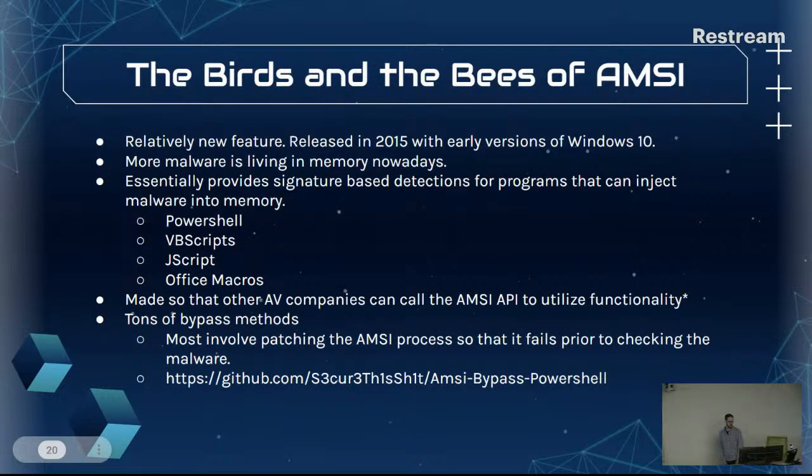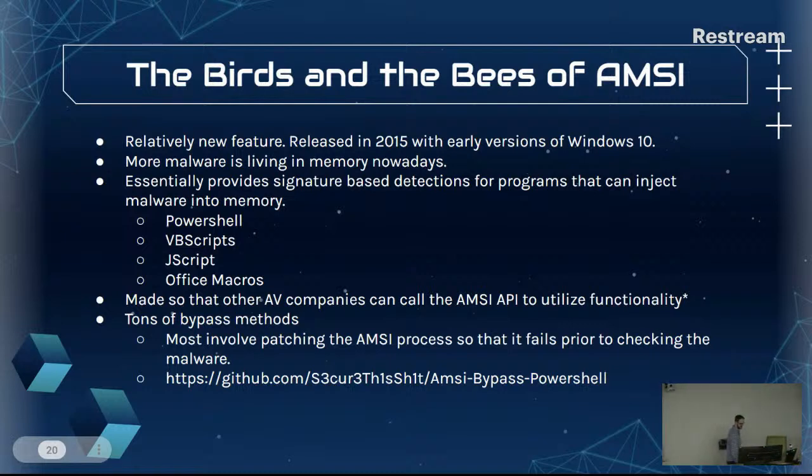So, the birds and the bees of AMSI. AMSI is a relatively new feature. It started shipping in 2015 with early versions of Windows 10. It was introduced because more malware is starting to live in memory. It's pretty common for attackers to either not touch disk at all, or to have some sort of dropper that then pulls their actual payload into memory, for the very reason of trying to bypass antivirus. If you don't ever touch disk, you don't really have to worry about signature detections as much.